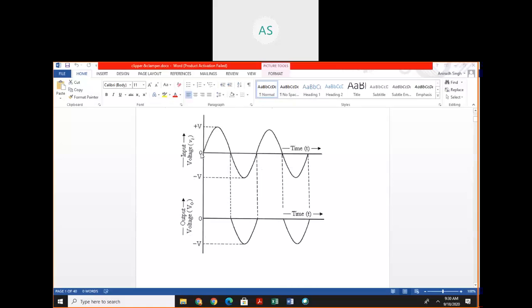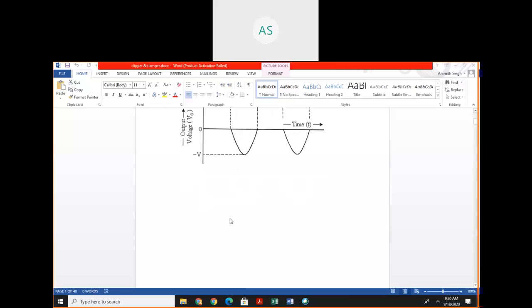This is the input signal, and in this input signal the positive portion is clipped off or removed, but there is no distortion in the negative portion. So this is the example of a series positive clipper.